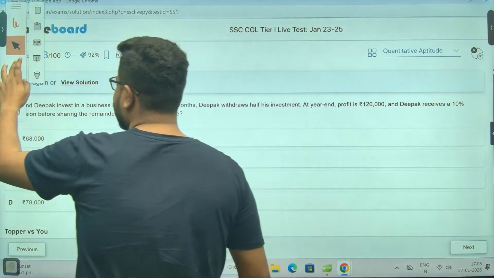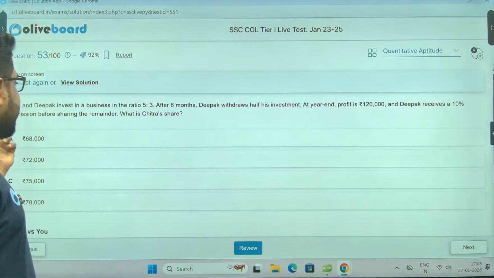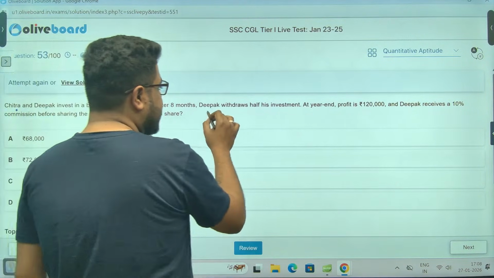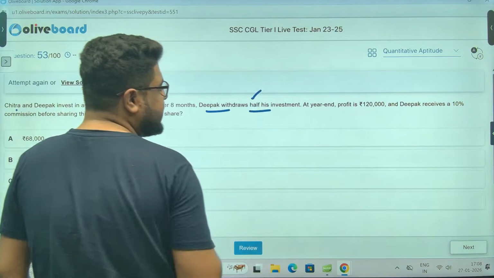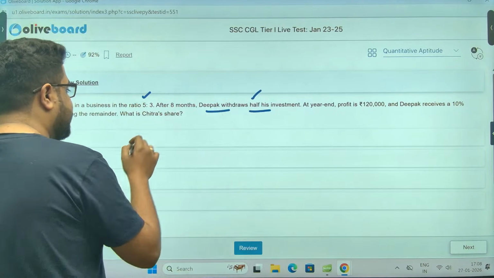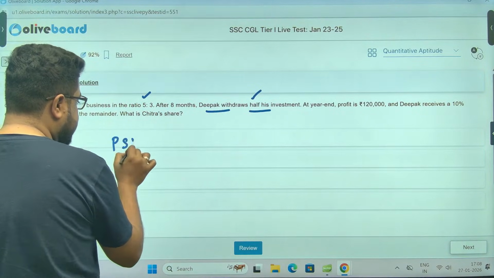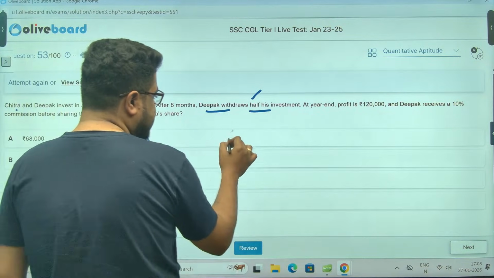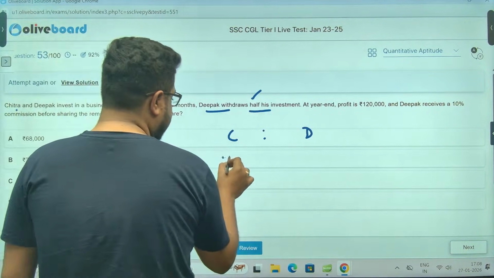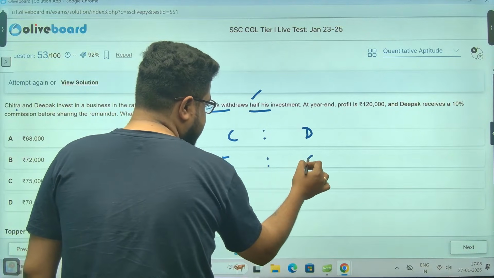Next one. Chitra and Deepak invest in this ratio. After 8 months, Deepak withdraws half the investment. Year-end profit is this. First, figure out the profit sharing ratios. There are two persons, Chitra and Deepak. 5:3, 5 for Chitra, Deepak is 3.